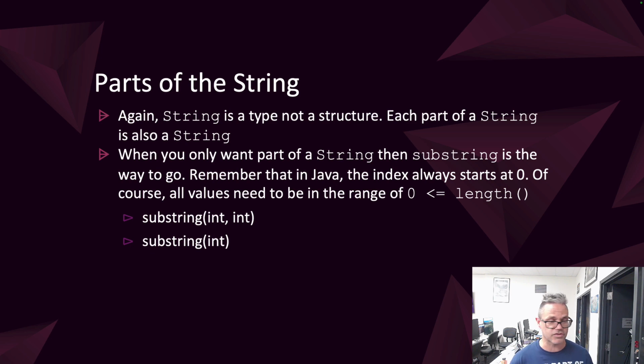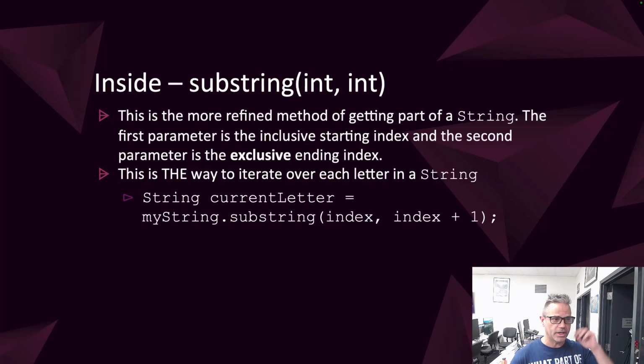We have two versions of substring. We have substring with two parameters, both ints, or we have substring with a single int parameter. So first, we have substring with two ints. This is the more refined way of working with substring, that we can get a specific range of values out of that string. The first parameter is inclusive for that starting index, and the second parameter is an exclusive index, so it doesn't include that value. And this is how we most often get ranges of values out of it.